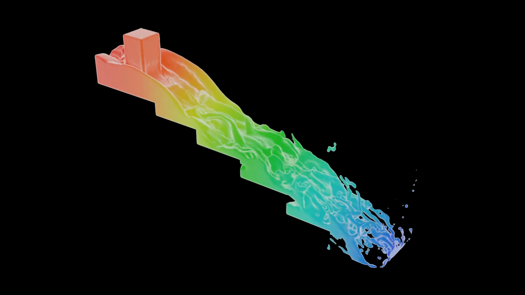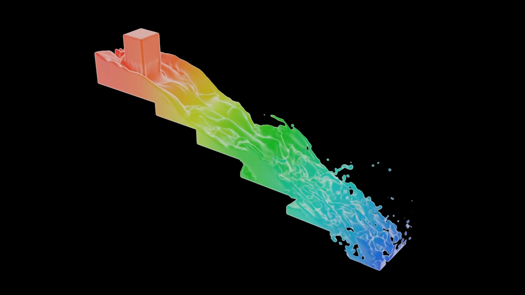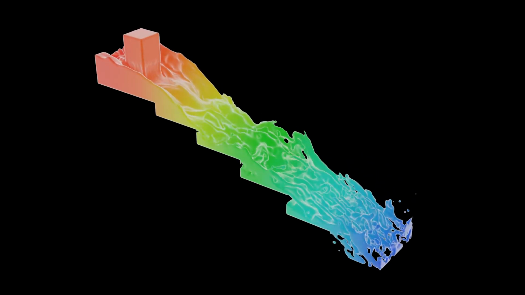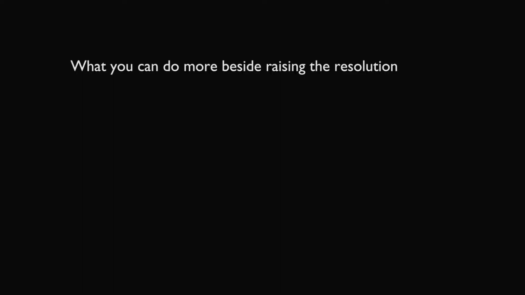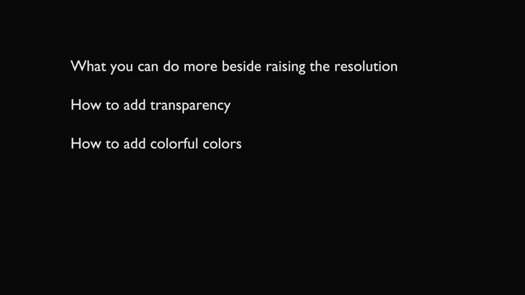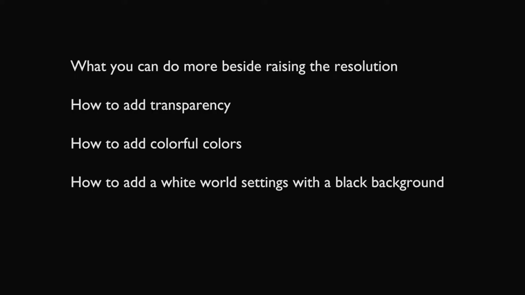Welcome to part 2 of the Blender 2.8 Fluid Simulator. In this part we are going to make this exact same scene. And for today I'm going to show you what you can do more than just raising the resolution to make the fluid go smooth, how to add transparency, how to add these colorful colors, how to have white world settings with a black background, and of course I'm going to show you a teaser for the upcoming tutorial.